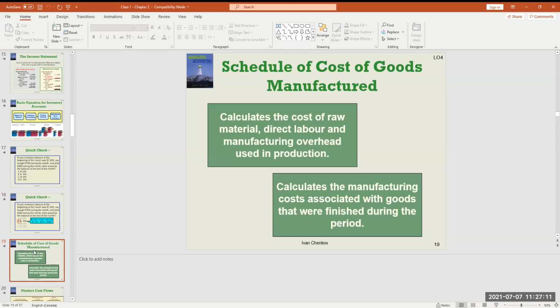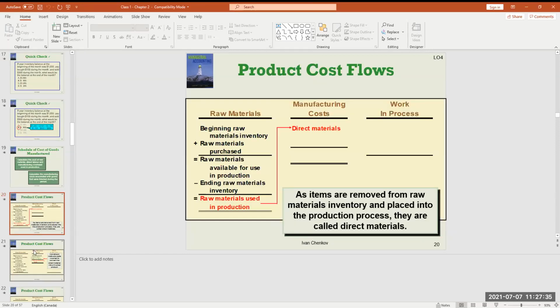Now, the schedule of cost of goods manufactured. In order to get the schedule of cost of goods manufactured, we have to calculate the cost of the raw material, direct labor, and manufacturing overhead, which are used for the production. What we're doing here is calculating the manufacturing costs associated with the goods that were finished during the period.